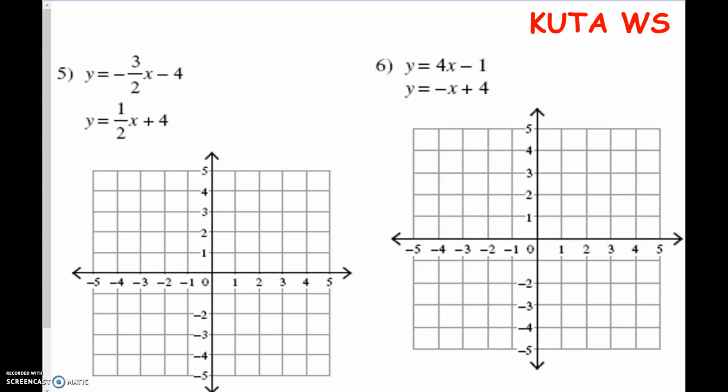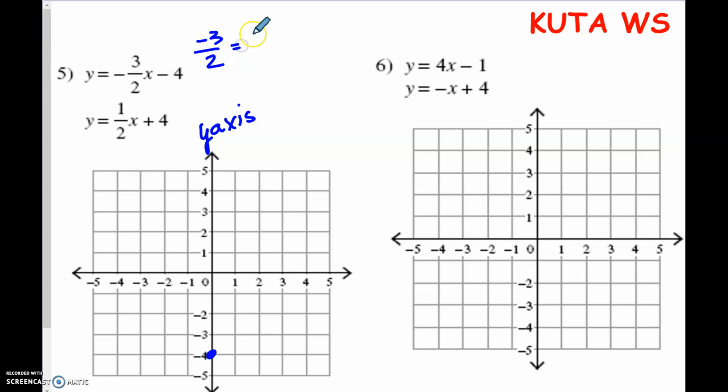All right, number 5. We have a y-intercept here of -4. So we go to our y-axis and put a dot at -4 on that y-axis. And then we use our slope, -3/2, to find more points.